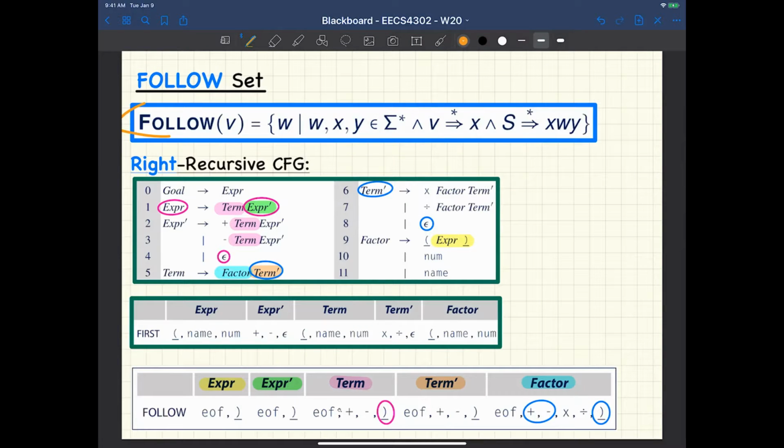So the follow set of a particular variable must always be a variable. It cannot be a terminal. You don't calculate the follow set of a terminal. And then it's going to be all such words W. Let's say W, X, and Y are all individual words, three different strings. You're saying that if somehow V, by a number of derivations, can go into X.